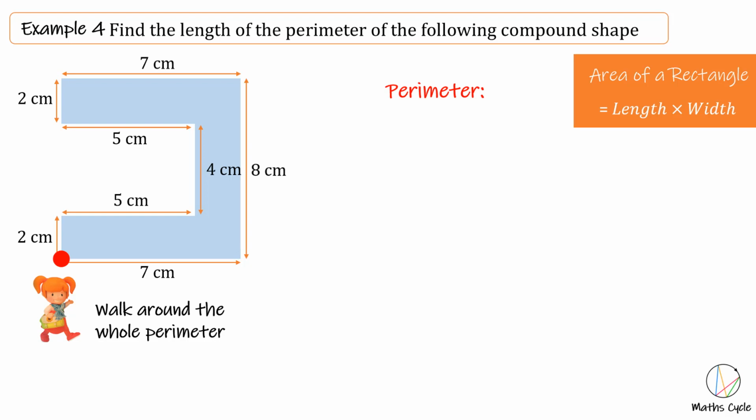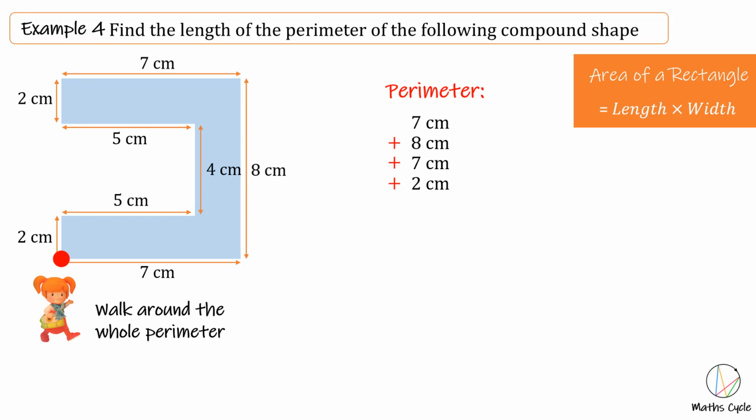So if we go from left to right here, we're going to start walking, and the first side that we're going to meet is the 7. So take the 7, and then we're going to walk up along the 8 centimeters. So we're going to add in that 8 centimeters. Then we're going to walk left along the 7 centimeters. So add the 7 centimeters on. Then we're going to walk down the 2 centimeters. So add the 2 centimeters on.